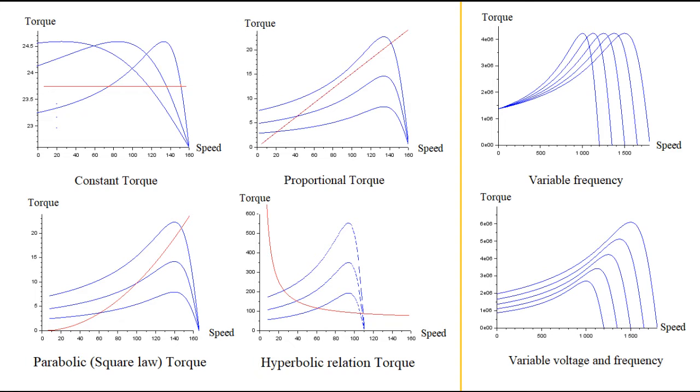Any attempt from the load to demand more torque will shift the operating point along the motor's characteristics towards higher torque and lower speed. This lower speed will reduce the torque demand and the operating point will return to its original position. However, reduced demand of load torque will move the operating point along the motor's characteristics towards higher speed. So at higher speed, load torque rises and the operating point returns to its original position. The explanation for parabolic or quadratic load characteristics is the same as that given for proportional load.